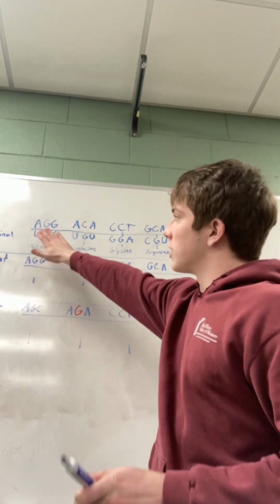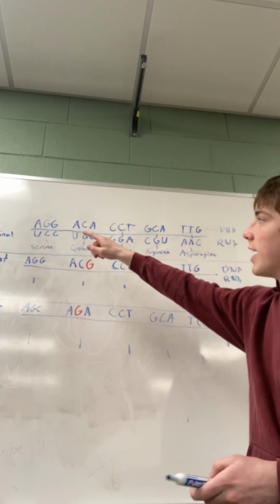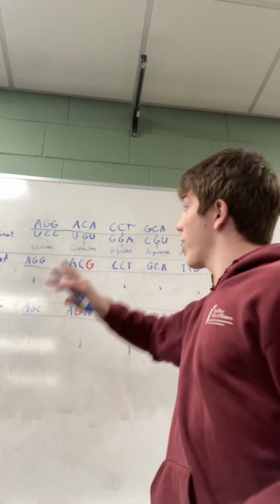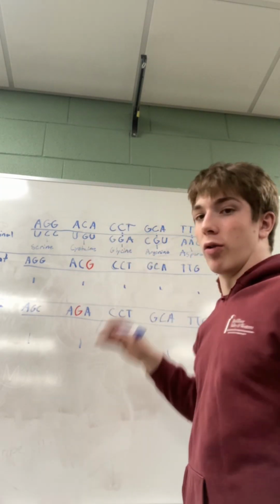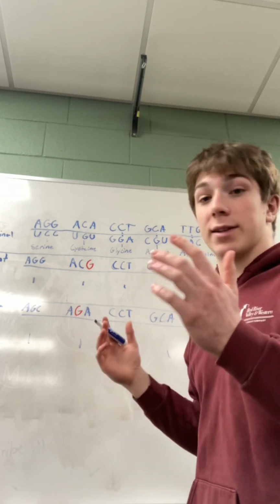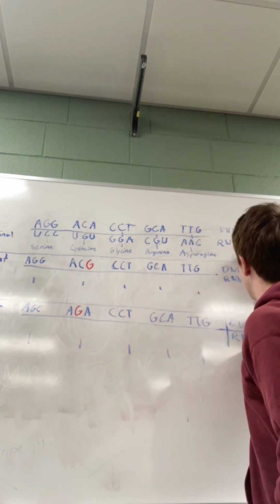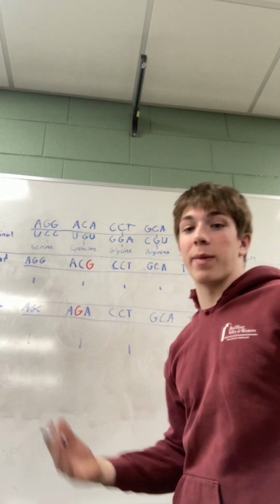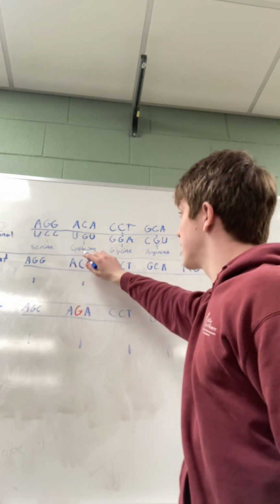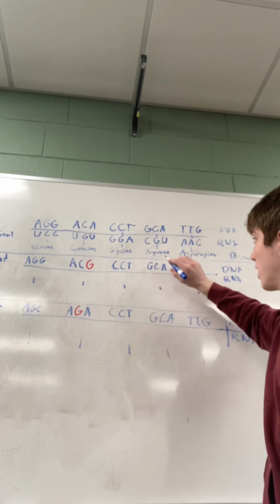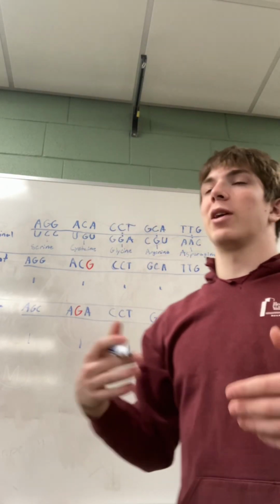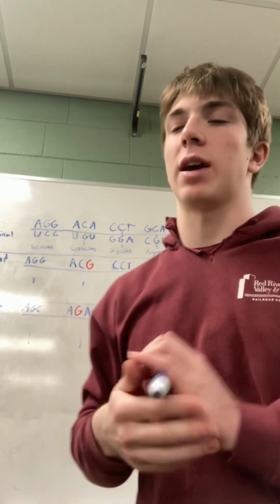So we have our original lineup here: AGG, ACA, CCT, GCA, TTG. And we're going to say that all that combined codes for brown eyes. And so we see that the amino acids are serine, cysteine, glycine, arginine, and asparagine. So that is like the amino acid sequence that makes up the phenotype, the trait.